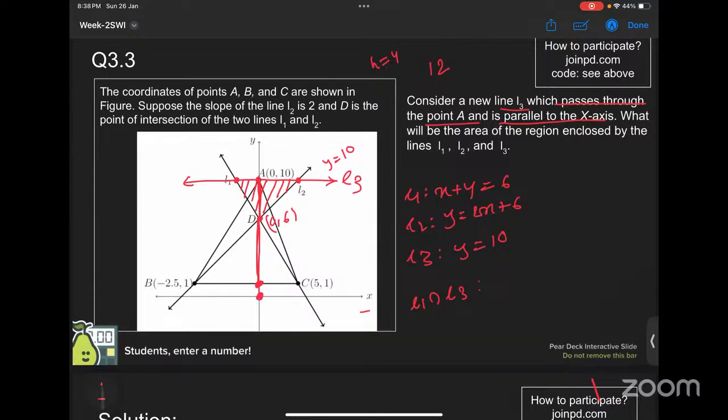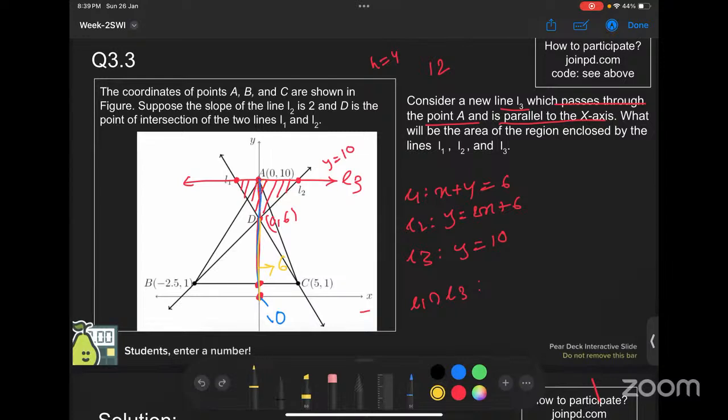The coordinate of A is 0, 10, right? The height will be 10. Let me use another color. So this line has the length 10, right? And the yellow line has the length 6, right? If we exclude it, we will get this portion, which is the height of the triangle, right?